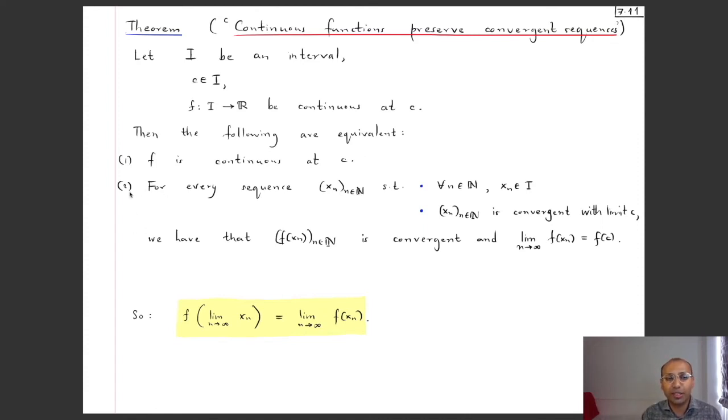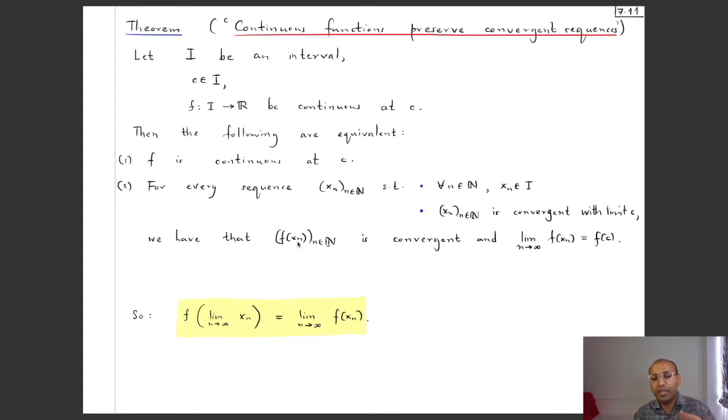Okay, so what is this statement? This statement says that for every sequence xn which is contained in I, so each of these terms is an element in the domain of the function, and moreover the sequence is such that it is convergent with limit c. What is the c? The point at which we are discussing continuity. So whenever you have a sequence in the domain which is convergent with limit c, if I look at this new sequence f of xn, does that make sense? Well, xn is in the domain, so f of that makes sense. So this is a real number.